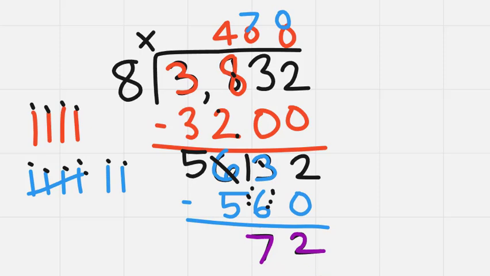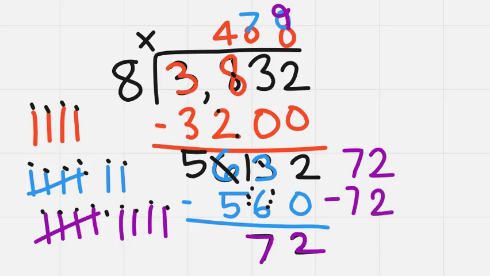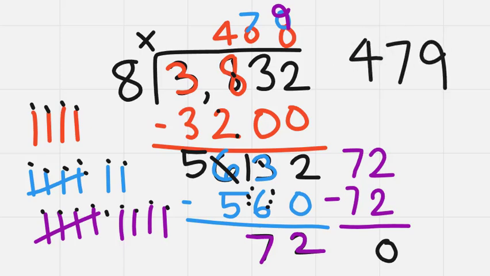Let's count by 8 until we get to 72 without going over. 8, 16, 24, 32, 40, 48, 56, 64, 72. We stopped right on the number. That's 1, 2, 3, 4, 5, 6, 7, 8, 9. That 9 we'll put straight up from the 72. We'll put a 9 here, and then we need to subtract. 8 times 9 is 72. 72 minus 72 is 0. So our answer is 479. Be sure to check your work.